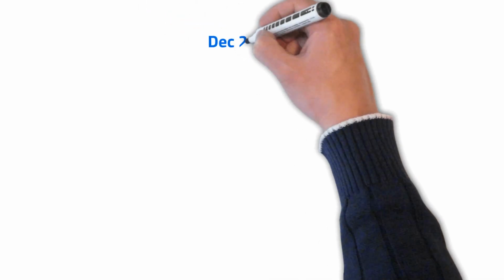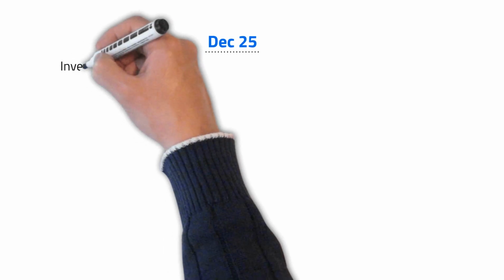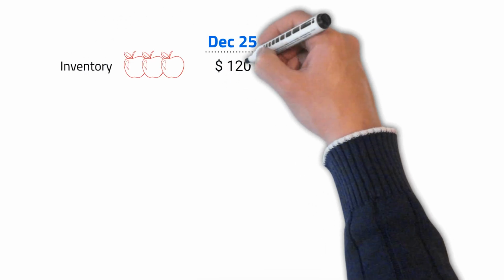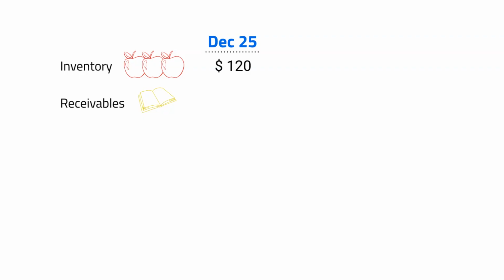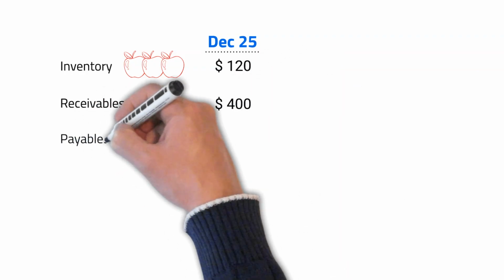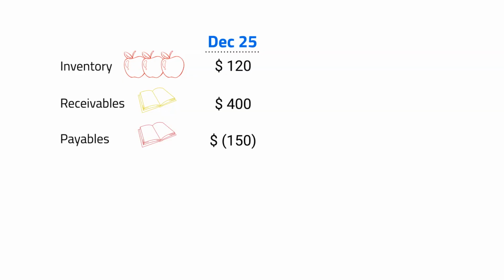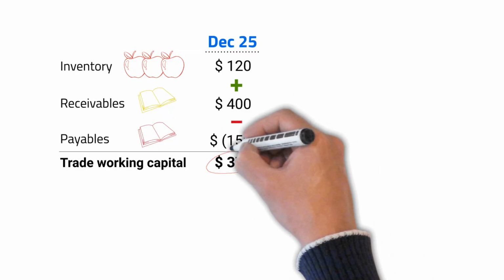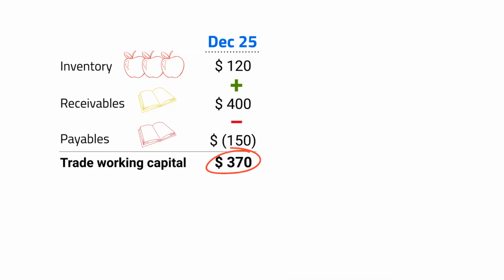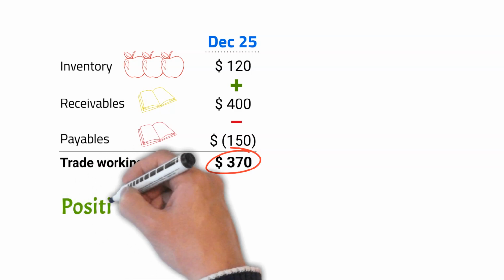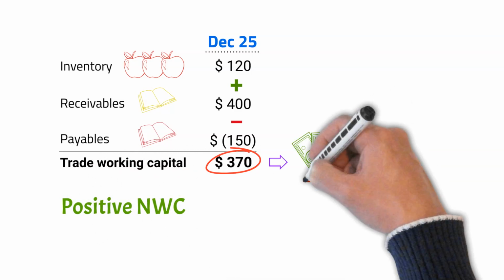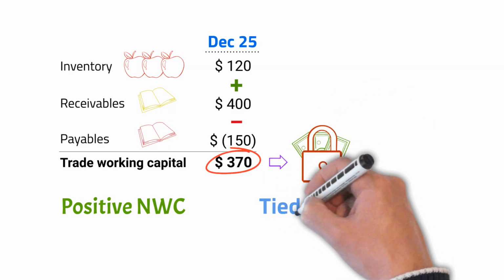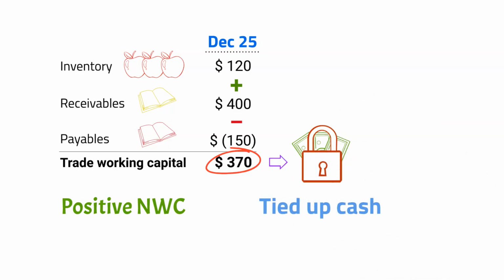As of December 2025, we see that we have inventory of apples and jam $120, trade receivables $400, trade payables $150, and that gives us net working capital of 120 plus 400 minus 150 equals $370. What can this structure tell us at this point of time? We see that we have a positive net working capital. That means we have $370 of cash tied up in it and have to fund it. That's what we can tell. Otherwise, it is a static value.